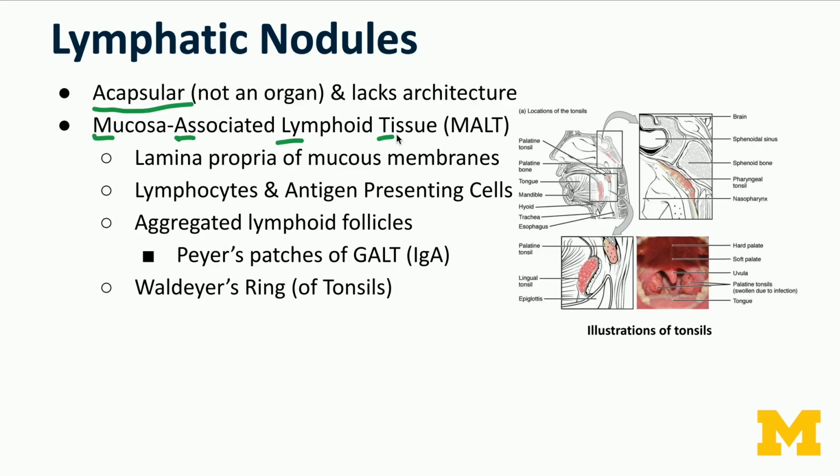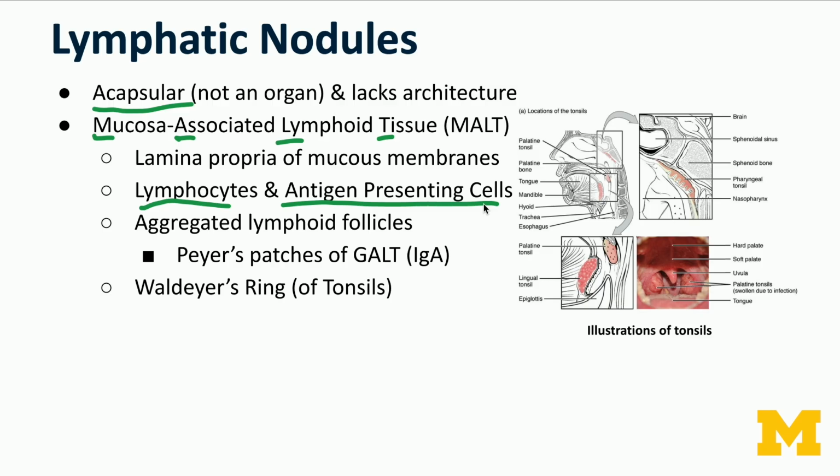This is a mass of lymphatic tissue that hangs out at the lamina propria, so that basement membrane of mucous membranes, where it can come into contact with potential pathogens. This MALT tissue is very rich with lymphocytes as well as antigen-presenting cells. So we have all of the basic recipes for an immune response. It just needs the pathogen to present itself.